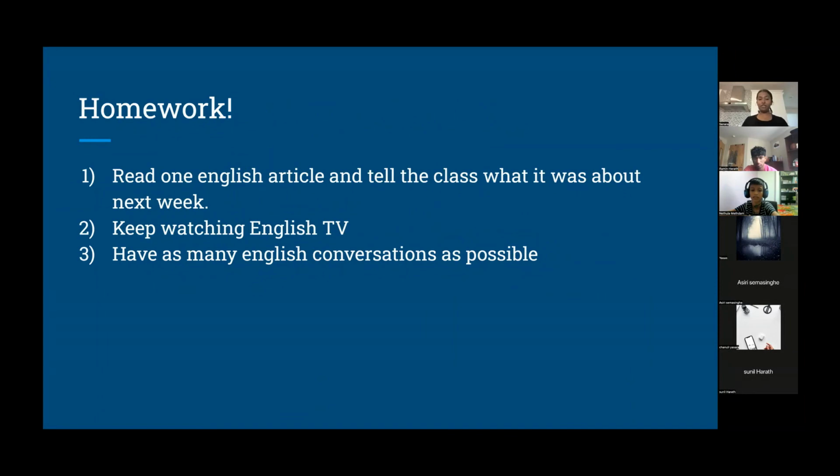For homework, I want you to read another English article and then tell the class what it was about next week. And then I also want you to watch some form of English TV so we can discuss it next week too, in our conversation practice. And again, I want you to keep having as many English conversations as possible. That's the best way to practice English. So the one thing I want you to focus on is the English article, or book, either one. And then make sure you watch some kind of English TV so we can talk about it next week, okay?